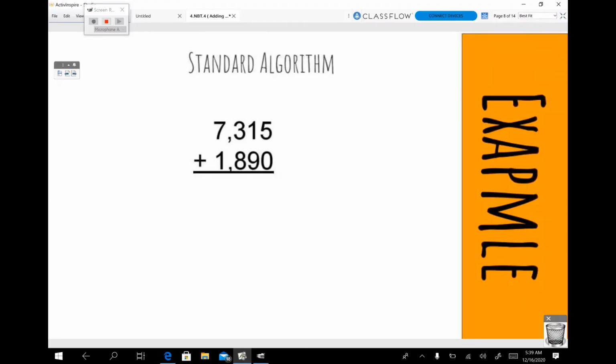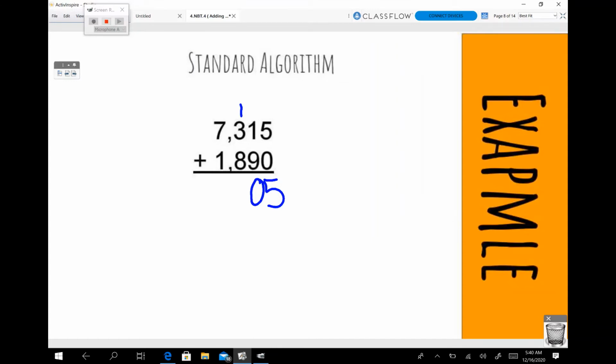For our first problem, we have 7,315 plus 1,890. I'm going to start with my ones column, and I'm going to do 0 ones plus 5 ones, which gives me 5 ones. Then I'm going to move over to my tens column. I have 9 tens plus 1 ten, which gives me 10 tens, but I can't put 2 digits down. So I'm going to put down the 0 tens, and then I'm going to carry my 1 over to the hundreds.